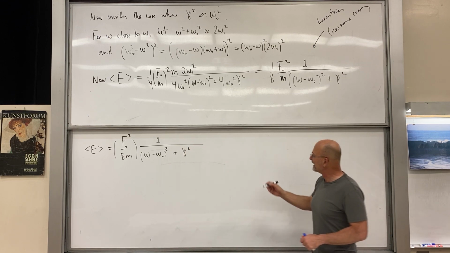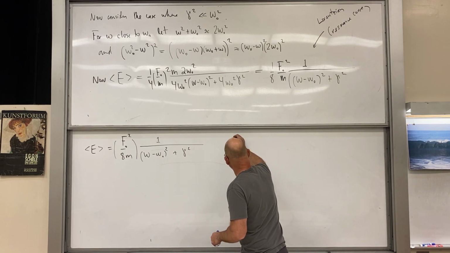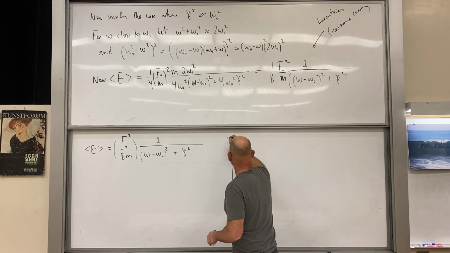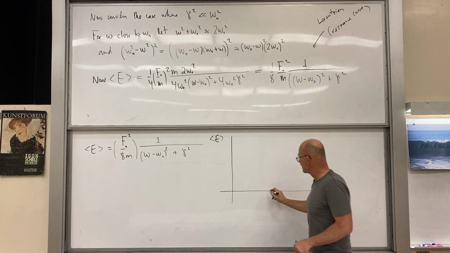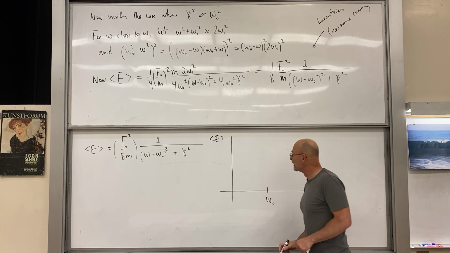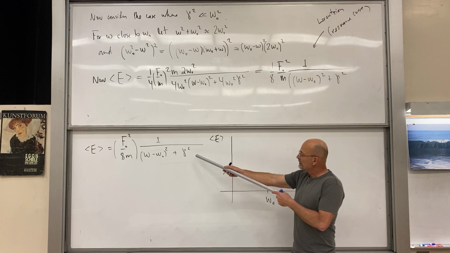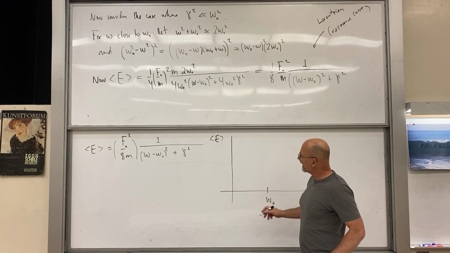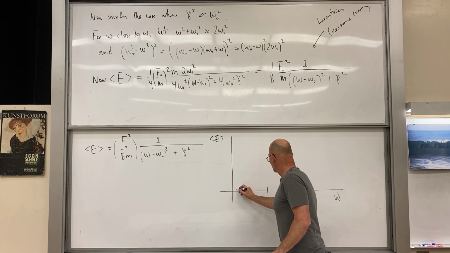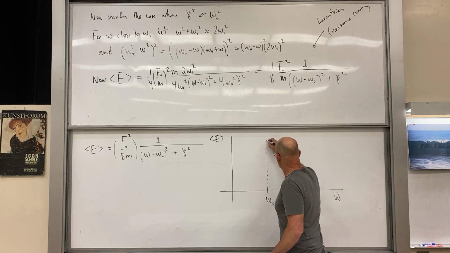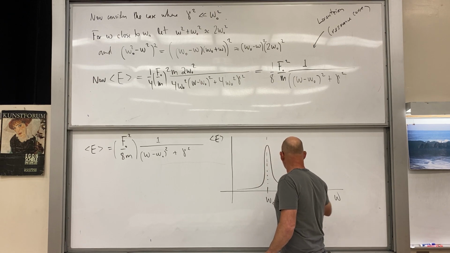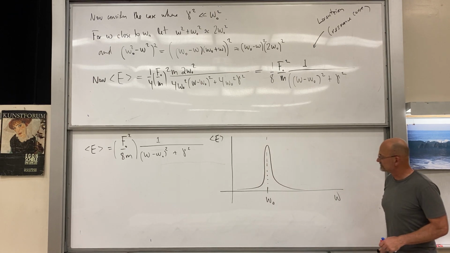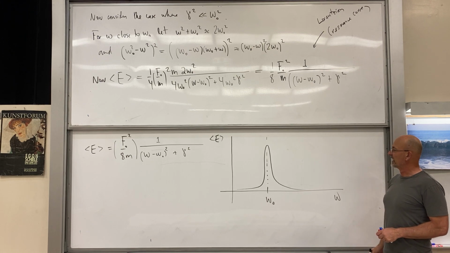So this one should be very easy to understand. There's E of omega, go out here to omega naught, and gamma's small, so it's just going to dominate here. And you know, we have something going like that, more or less.